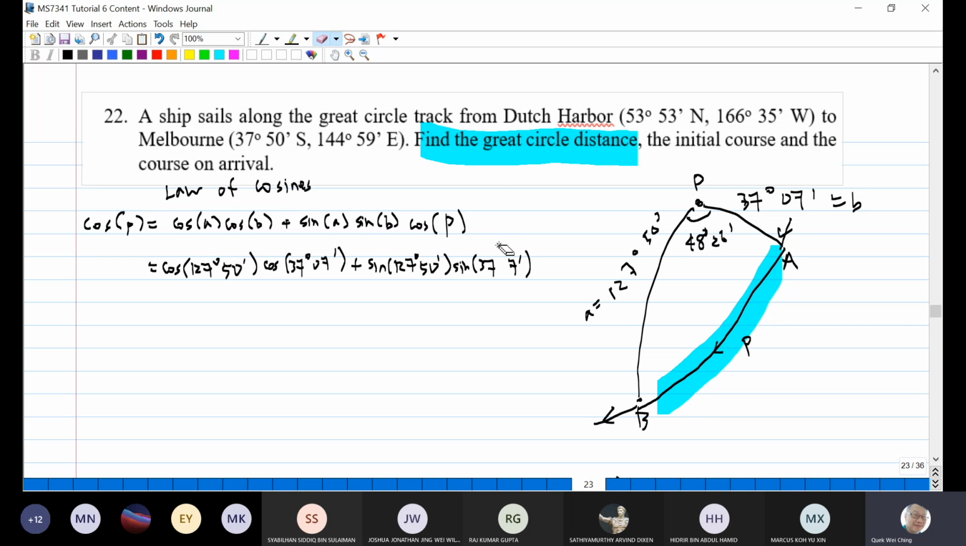Okay, so then cosine of 48 degrees 26 minutes. So you find cosine P first. I don't have the answer, but you can find it. Let's use the calculator. So P in this case, checking the calculator, is 100.755 degrees.